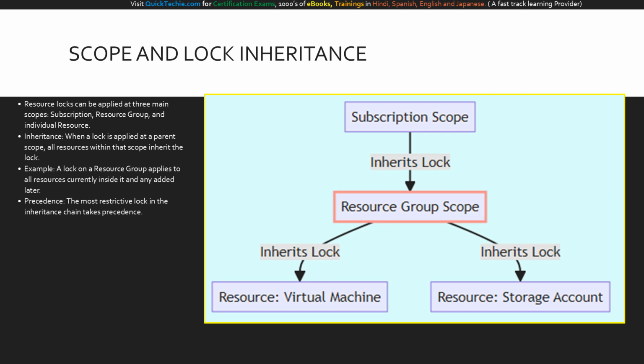This hierarchical tree demonstrates lock inheritance. If we apply a lock at the resource group scope, highlighted in red, you can see the arrows flowing downward to the individual resources like the virtual machine and the storage account. They automatically inherit the protection. If someone attempts to delete the virtual machine, the inherited resource group lock will block the action. This top-down inheritance makes it incredibly efficient to protect large environments without tagging every single item manually.